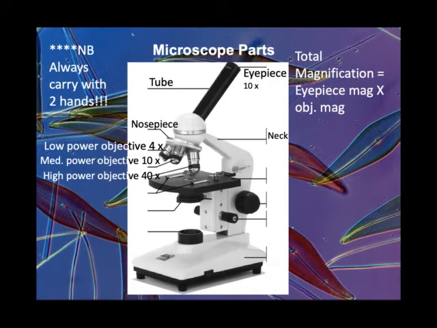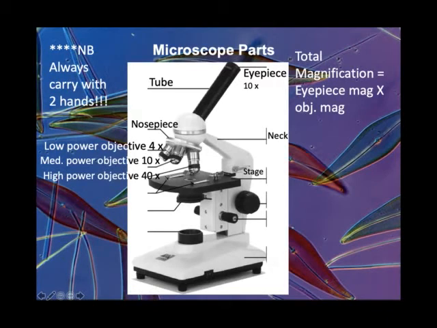So if you want to figure out what the total magnification of something that you're looking at under the microscope is, you take the magnification of the eyepiece, and in our case it's always going to be 10, and you multiply it by the objective magnification. So if we were looking at something as we are supposed to be here with 40x on the objective and 10, that would mean that our total magnification would be 40 times 10, which would be 400 times.